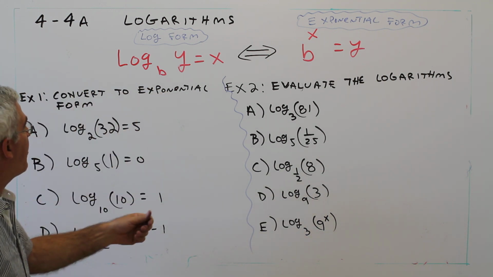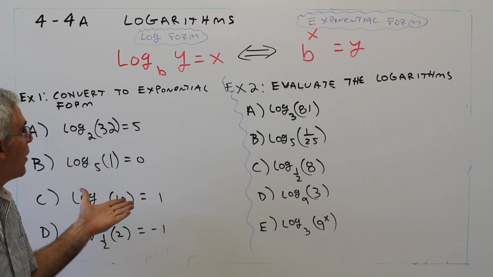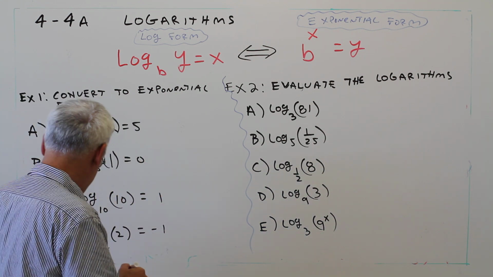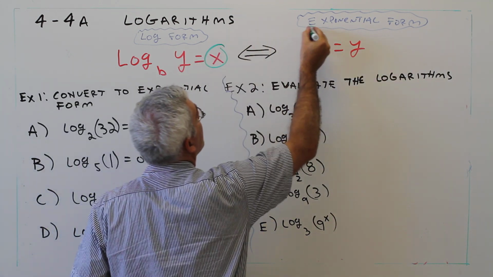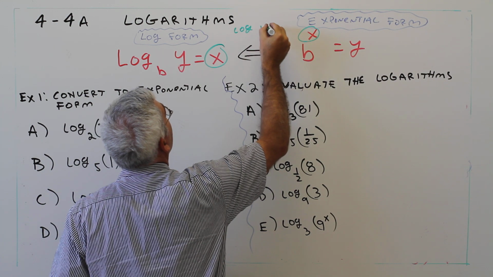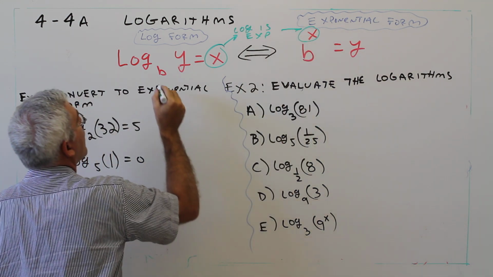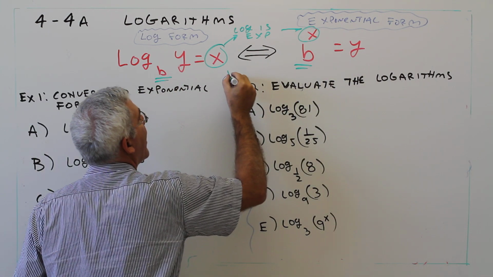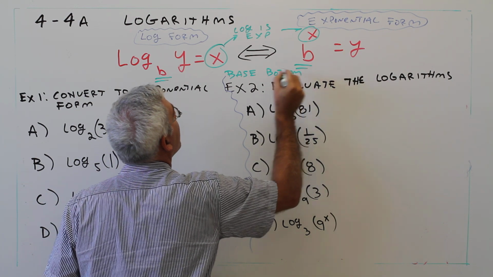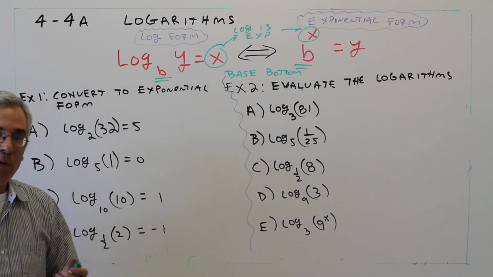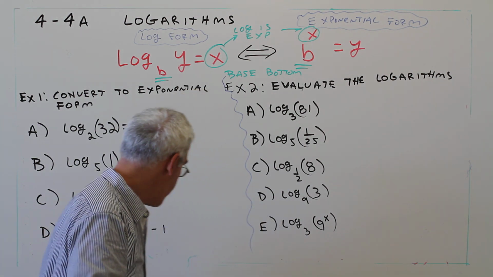All right, I've got two examples. Example 1, convert the following to exponential form. So the way that I remember this is as follows. The log is an exponent. The base is on the bottom. So if you can remember that a log is an exponent and the base is on the bottom, that'll help you a lot in this chapter.